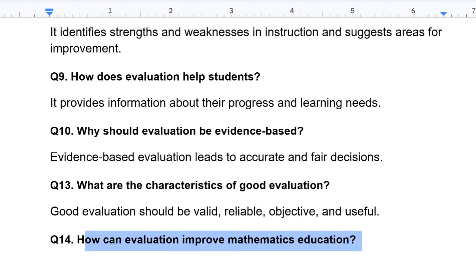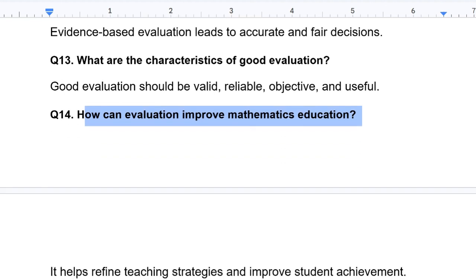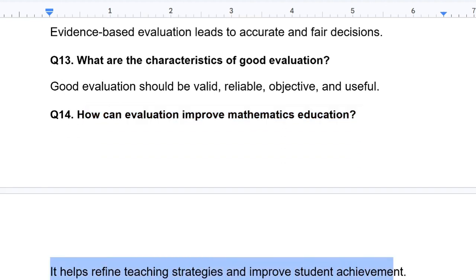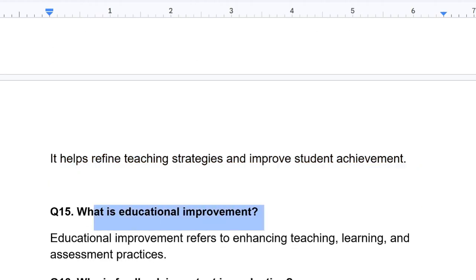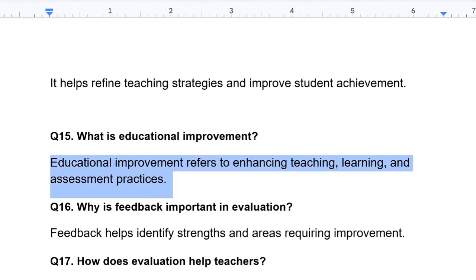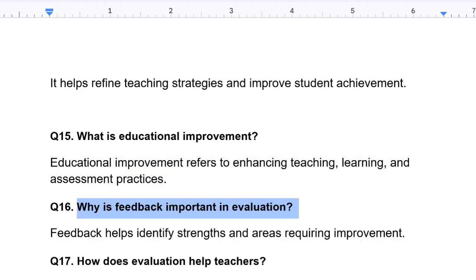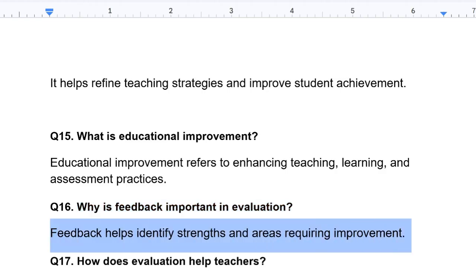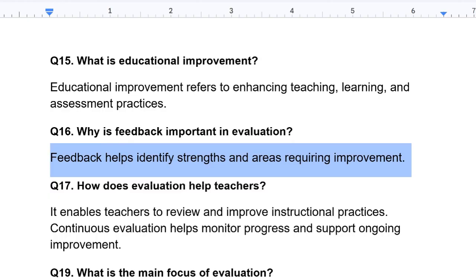How can evaluation improve mathematics education? It helps define teaching strategies and improve student achievement. What is educational improvement? Educational improvement refers to enhancing teaching, learning, and assessment practices. Why is feedback important in evaluation? Feedback helps identify strengths and areas requiring improvement.